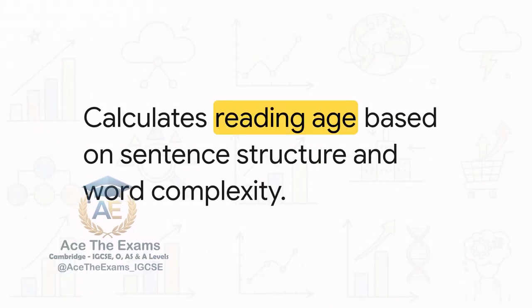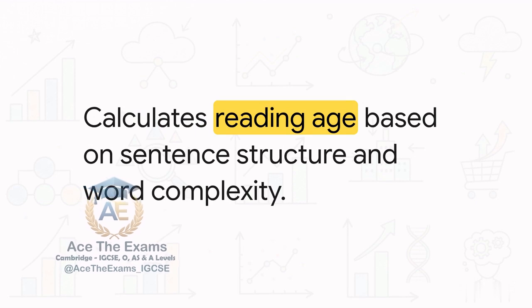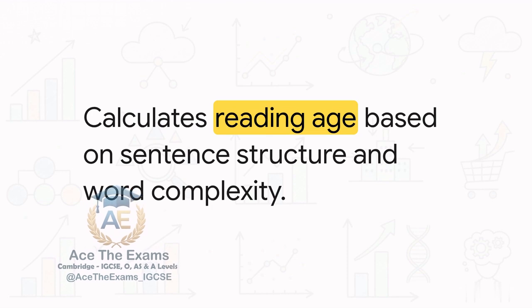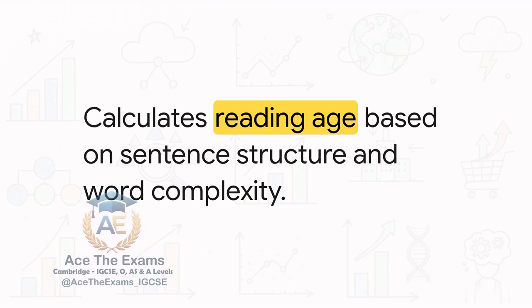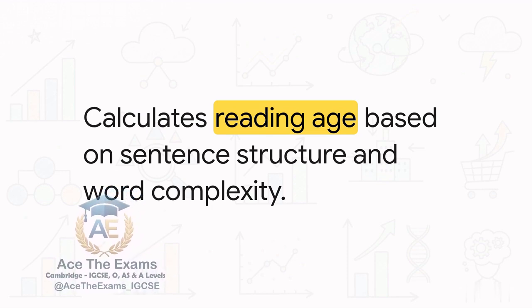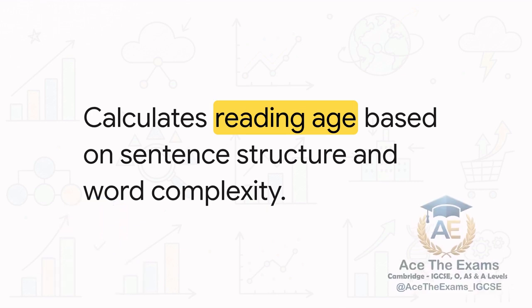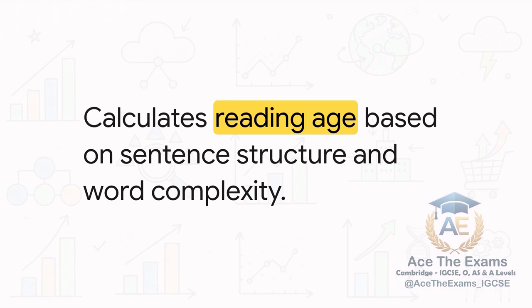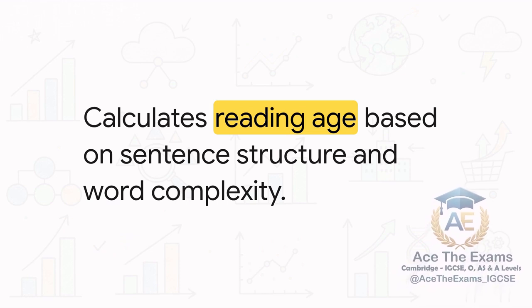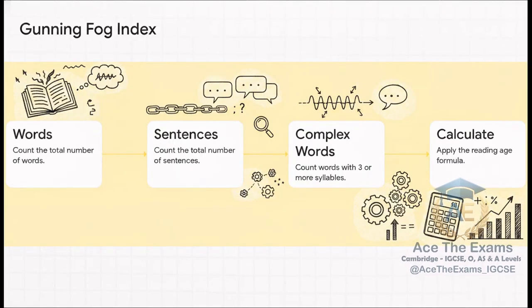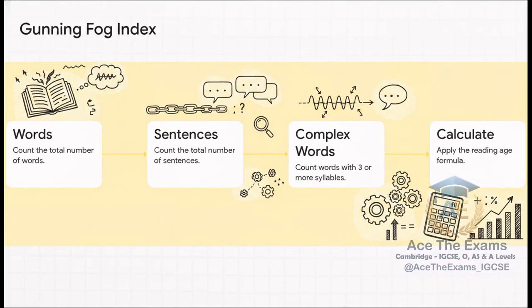Another absolutely fascinating mathematical model from the text is the Gunning Fog Index. This index determines exactly how difficult a piece of text is to comprehend. Have you ever wondered why a tabloid newspaper is so much easier to read than a dense academic journal? It's actually not just a feeling. It's a measurable mathematical equation based entirely on the structure of the writing itself. To calculate it, you just follow a few surprisingly simple steps.